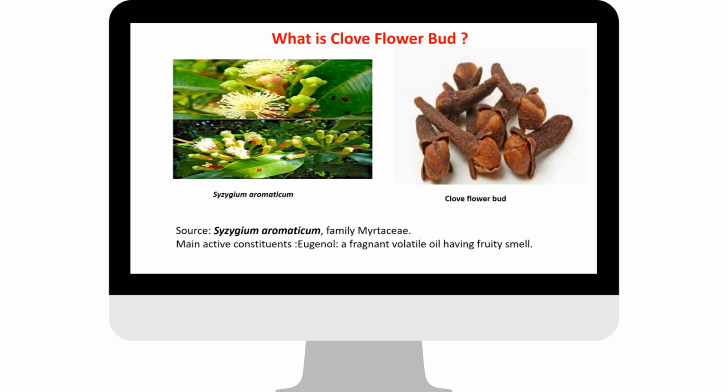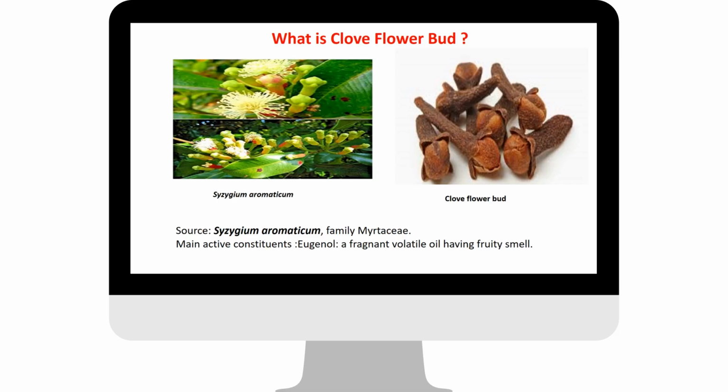If you talk about the clove flower bud, it is actually the flower bud. Clear? Here we are seeing the dried clove flower bud, a picture of the clove flower bud in the dry form. It is actually the crude drug, right? It is obtained from the plant Syzygium aromaticum. Here is the picture of the plant, and we are also seeing the clove flower bud which is present in this plant.